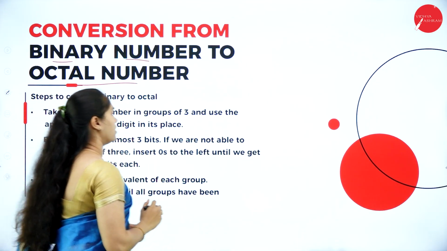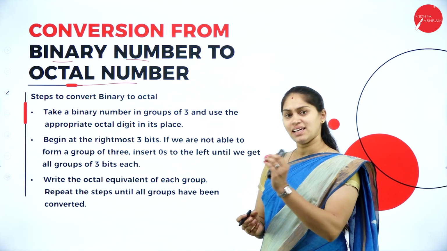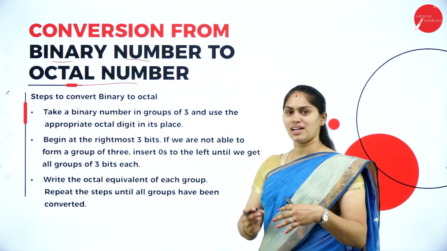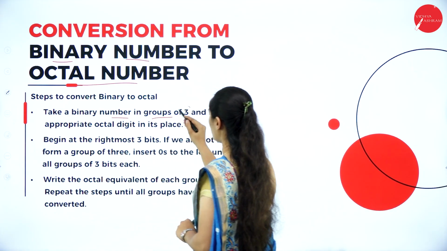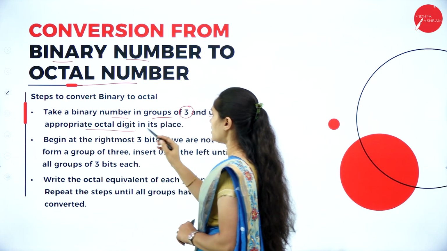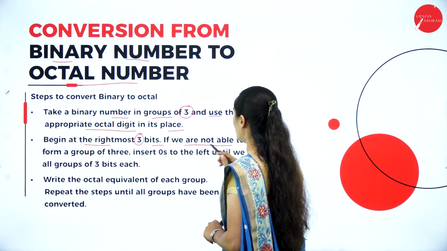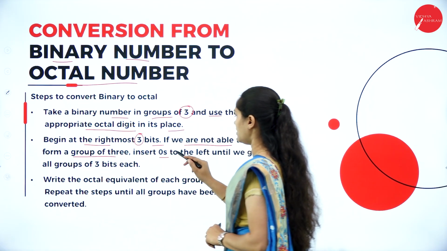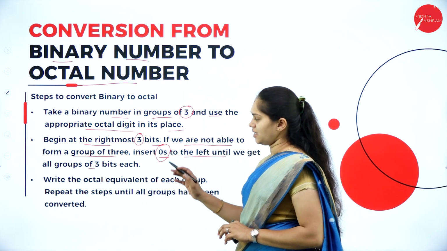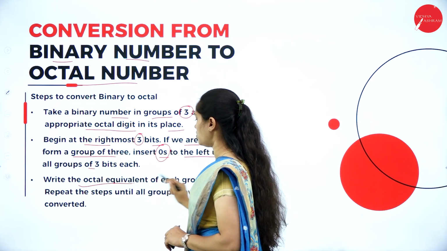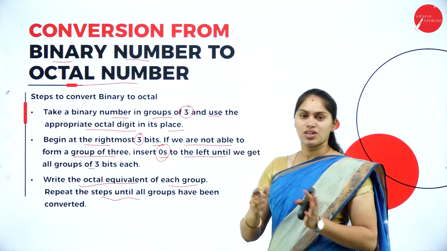Binary to octal. So this is just the inverse. If I have octal to binary, then I will write the equivalent 3 digits. So if I have a binary, then I will make a group of 3 digits here. So take a binary number in a group of 3 and use the appropriate octal digits in its place. Begin at the rightmost 3 bits. If we are not able to make a group of 3, then we have to insert zeros to the left until we get a group of 3 bits each. After that, we have to write the equivalent of each group. Then we have to repeat until the conversion has been done.